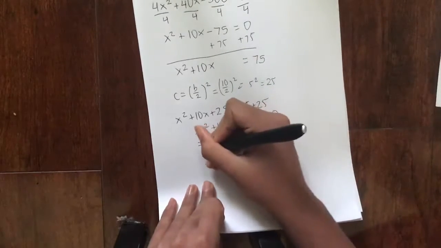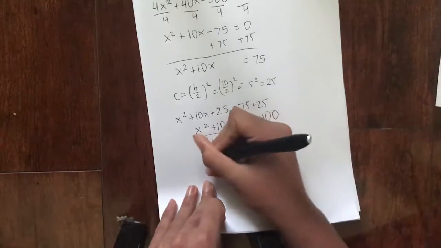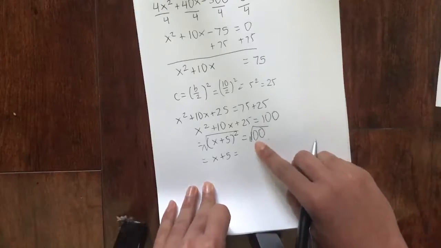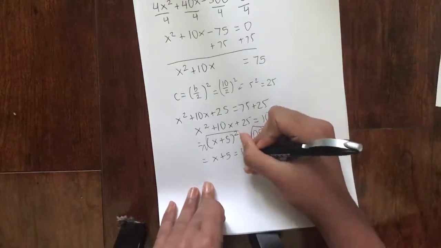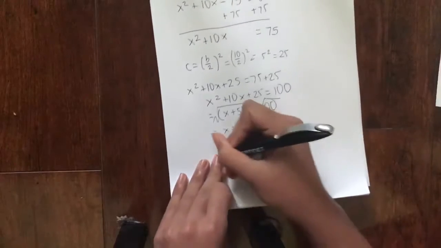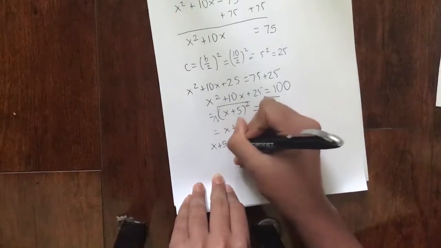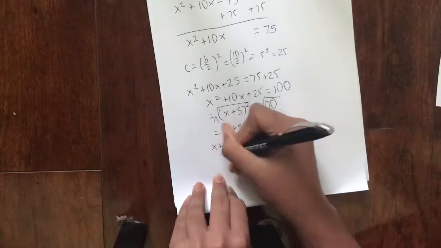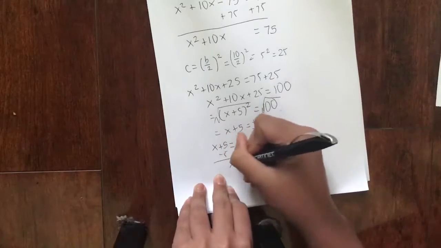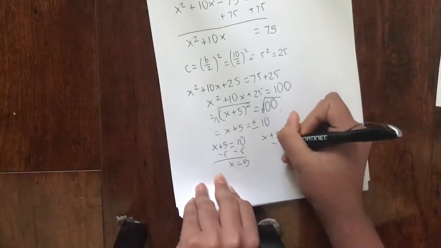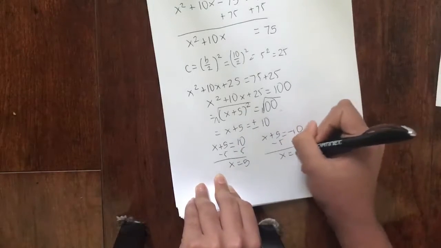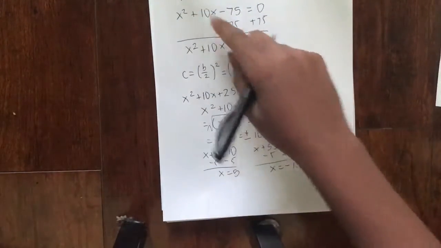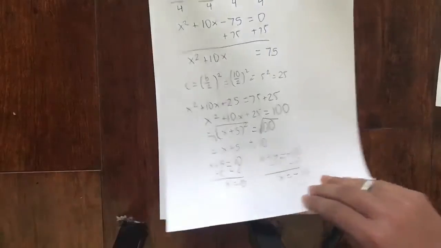Since we have this, we can take the root on both sides, and we get x plus 5 is equal to the root of 100, which is negative 10 and positive 10. So we write it as plus or minus 10. Now we have two equations. x plus 5 is equal to 10, and x plus 5 is equal to negative 10. Subtract 5 on both sides: x is equal to 5. And subtract 5 on both sides: x is equal to negative 15. These are the roots. You can even try substituting them into this equation right here, and that's the answer you'll get.